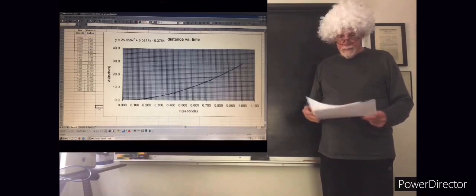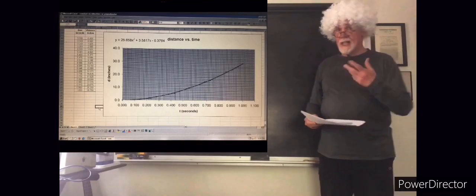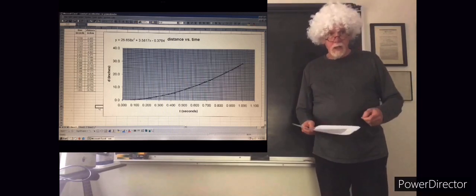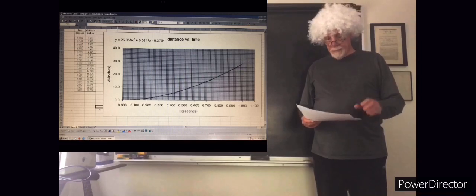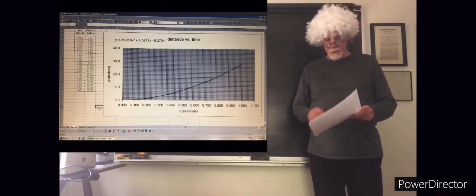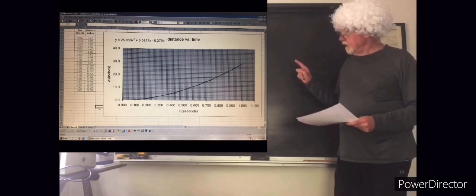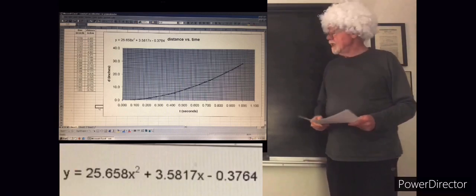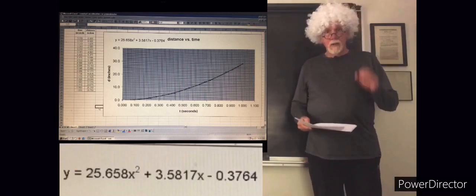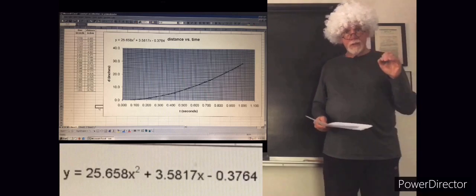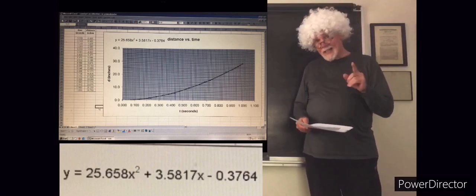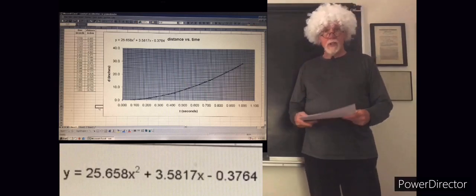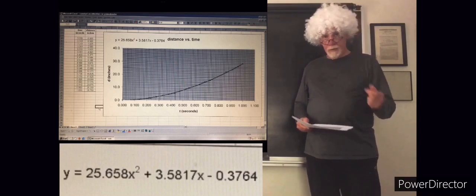Okay, this next slide is the same plot, but this time overlaid is the Excel generated function that it believes the data points are closest to, and you can see it overlaps pretty well. And up in the left-hand corner is the function. Okay, so that is the function of distance versus time, and if we take the first derivative of that, it's going to give us speed of the truck versus time.